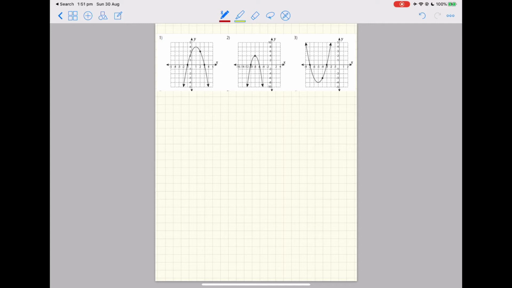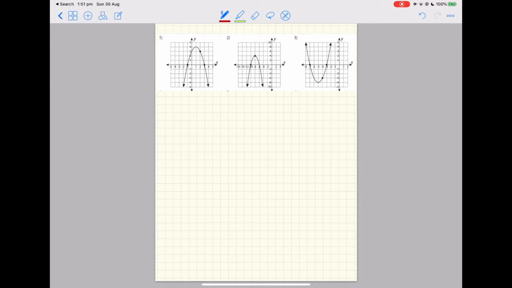Hello class, in this video tutorial I'm going to be showing you the solutions for the questions that ask you to find the quadratic rule for the parabola shown below. So I'm going to go through the solutions of the 9 questions I've set for you. I'm going to go through the first 3 first.